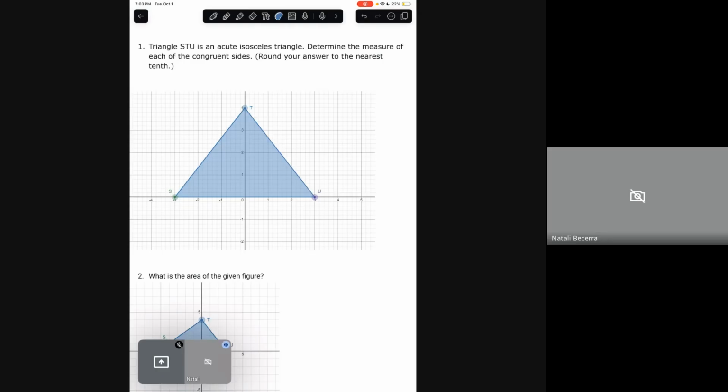Hi guys, so we're gonna go ahead and review for the test that you guys have tomorrow and Thursday. So number one, triangle STU is an acute isosceles triangle. Determine the measure of each of the congruent sides.